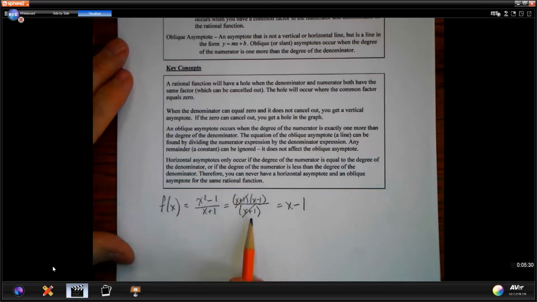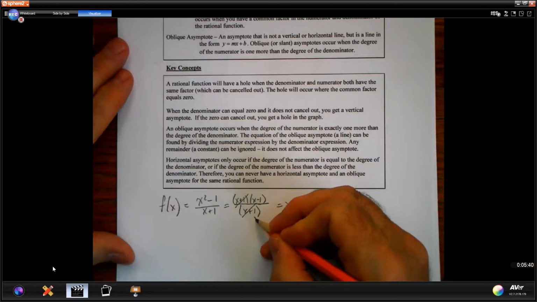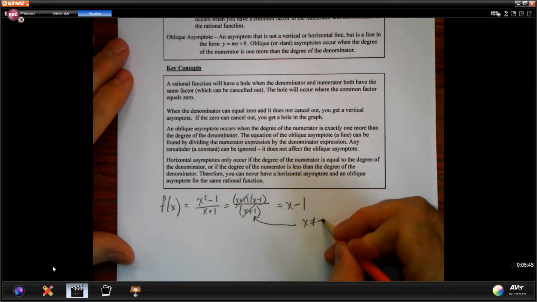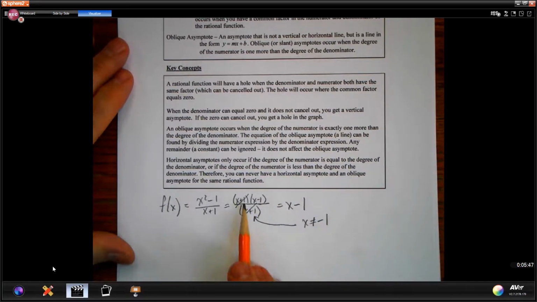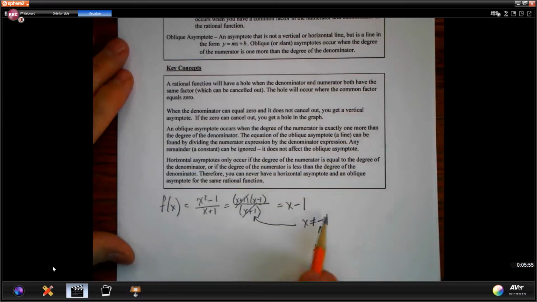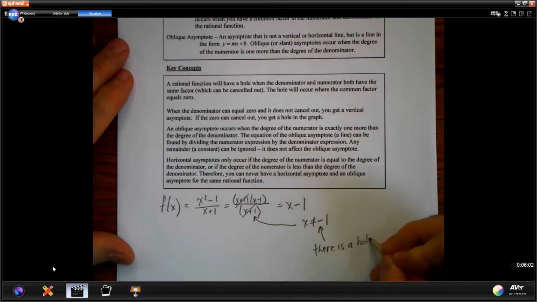So in this situation where we have two factors that are the same in the numerator and denominator, and we can cancel them, that actually creates a hole, because if we go back to what we canceled, x cannot equal -1, which gets hidden now because we've canceled that. This fact that x can't be -1 means we're creating a hole there. So there is a hole at x equals -1.